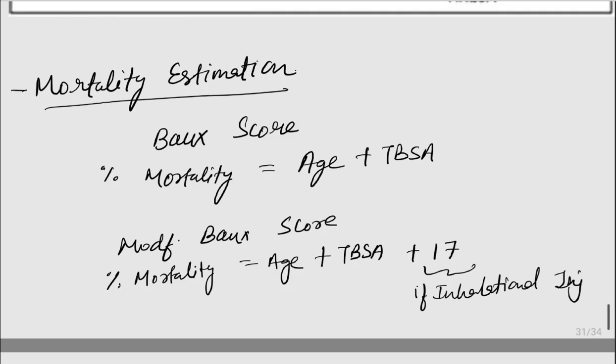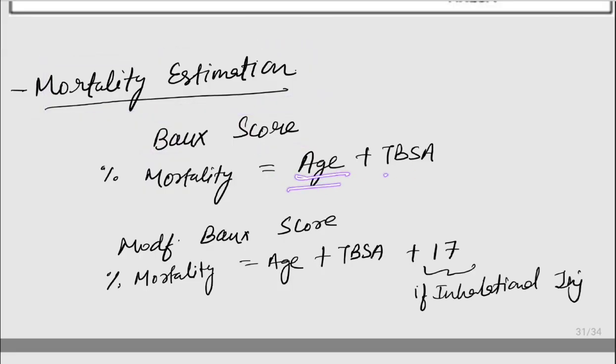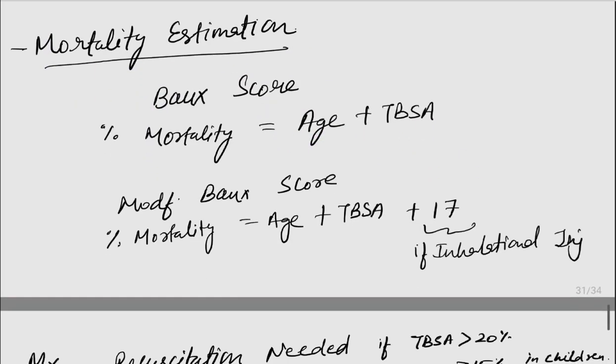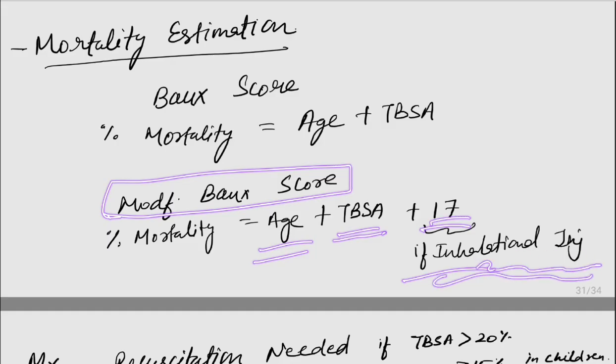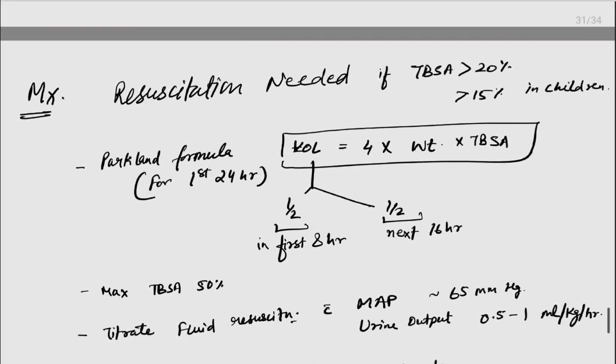Now coming to the mortality estimation. Baux score is calculated by adding age and total burn surface area. Modified Baux score is age plus total body surface area plus 17 for inhalational injury. Inhalational injury increases mortality.